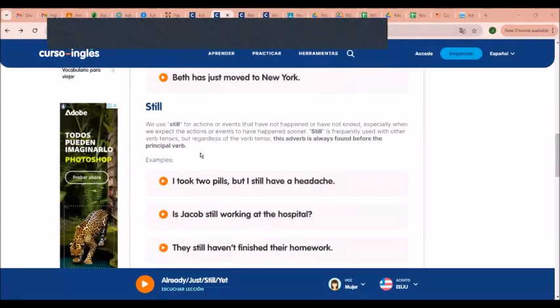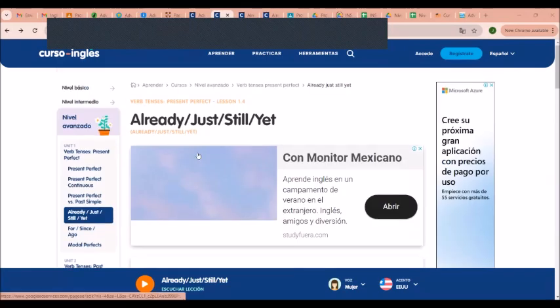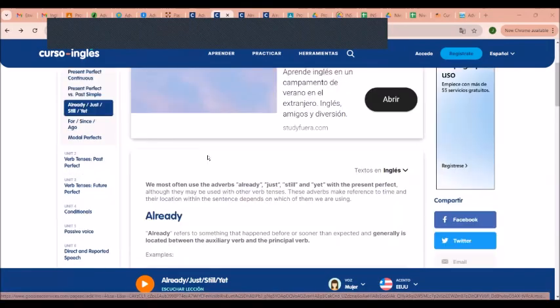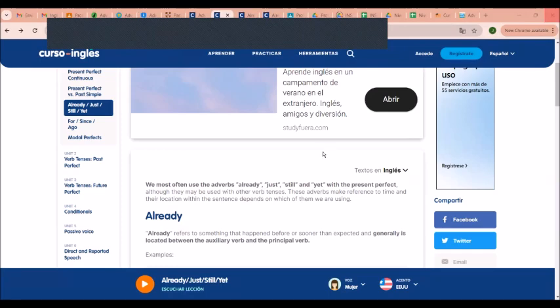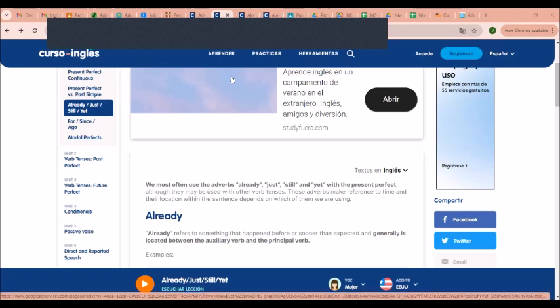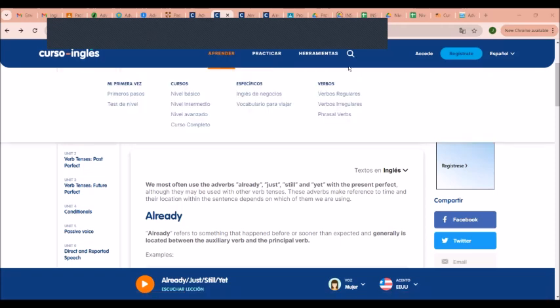All right, so let's start off with the 4 basic: already, just, yet, and still. We know we're using them to describe the experience, and we're going to be giving a range around this experience. So let's talk about how we can use already and just, still, and yet.